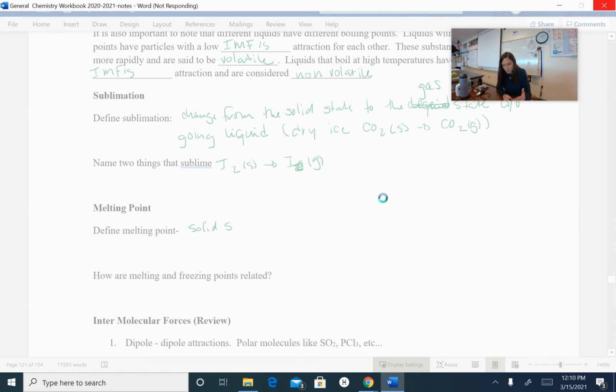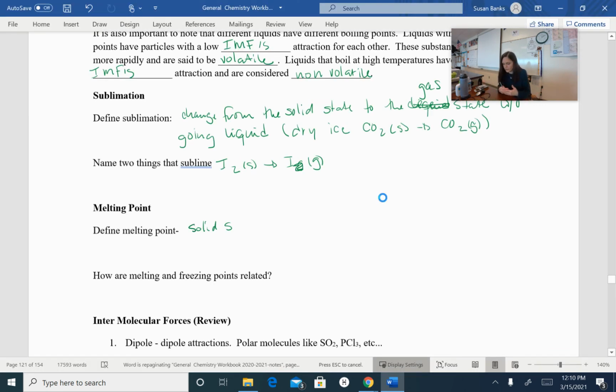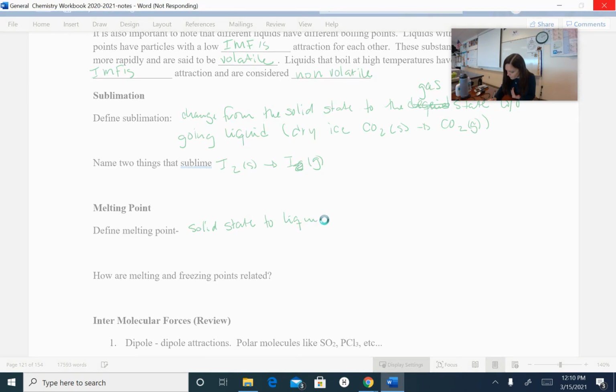How are melting point and freezing point related? Aren't they the same thing? Melting is just going from the solid phase to the liquid phase, and freezing is just going from the liquid to the solid phase. It's the same thing, only you're approaching it from different ends. They're the same thing, only starting at opposite ends.